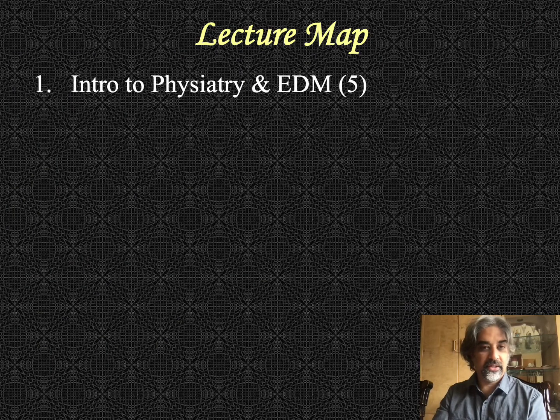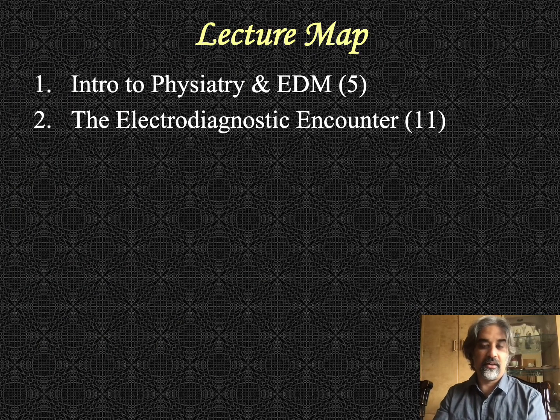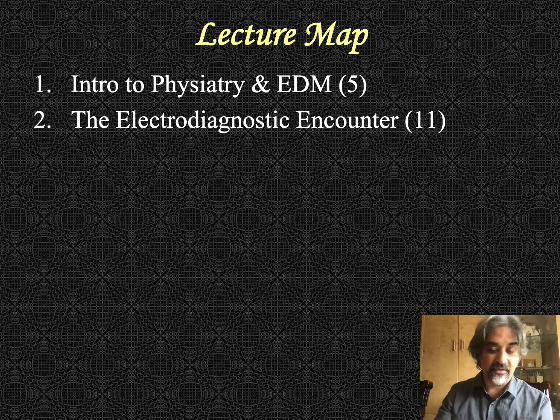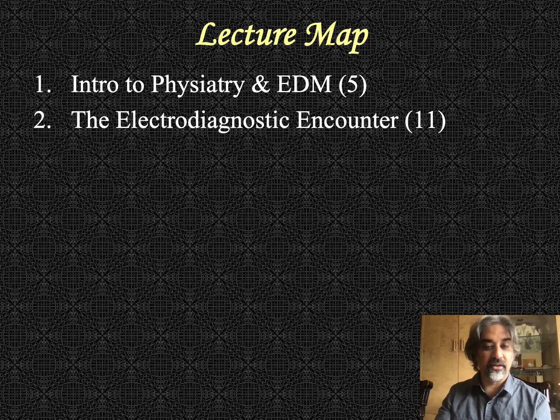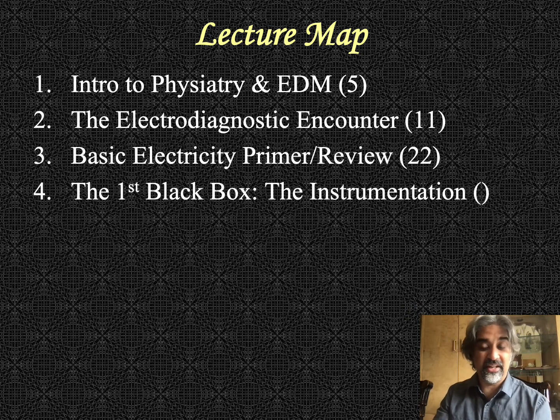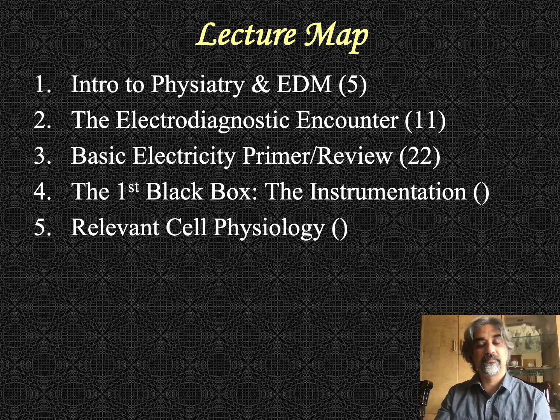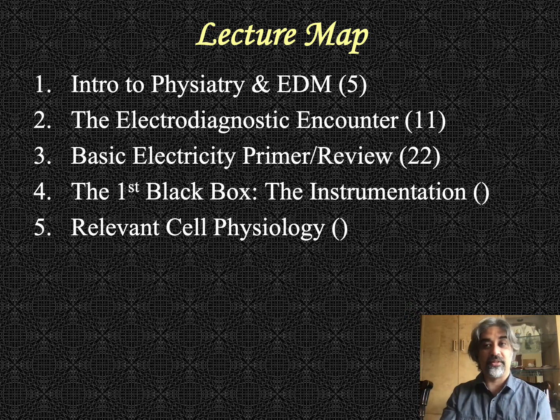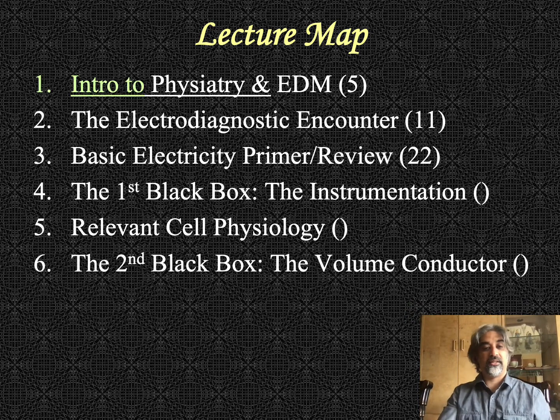So the way we're going to do this is we're going to start with an introduction to physiatry and electrodiagnosis. We'll talk about what happens in an electrodiagnostic encounter in case you've never seen one and you're trying to learn electrodiagnosis. Then we'll talk about physics, basically, electricity. We'll talk about what I call the 2 black boxes. The first black box is the equipment. And then the second black box is the whole body, basically the cell physiology, neurophysiology, etc.